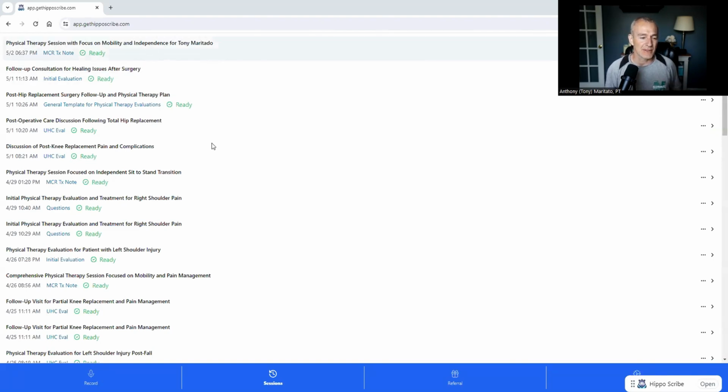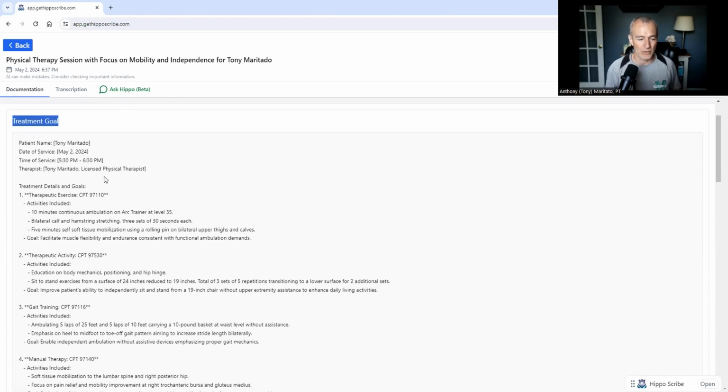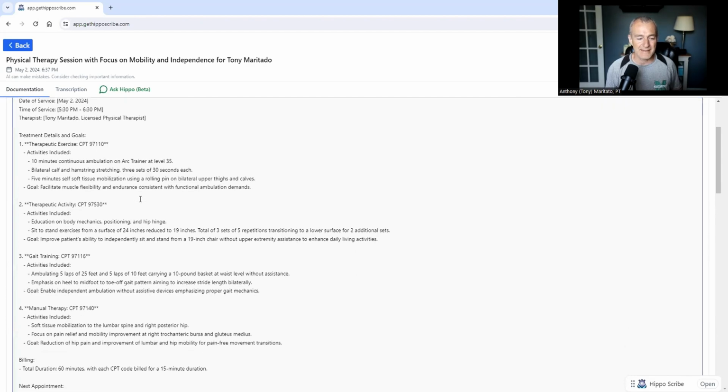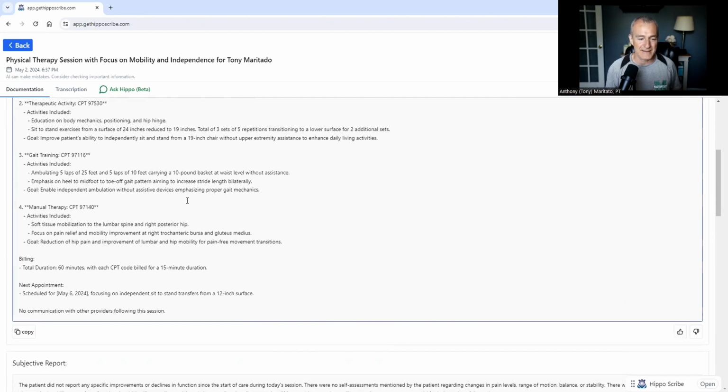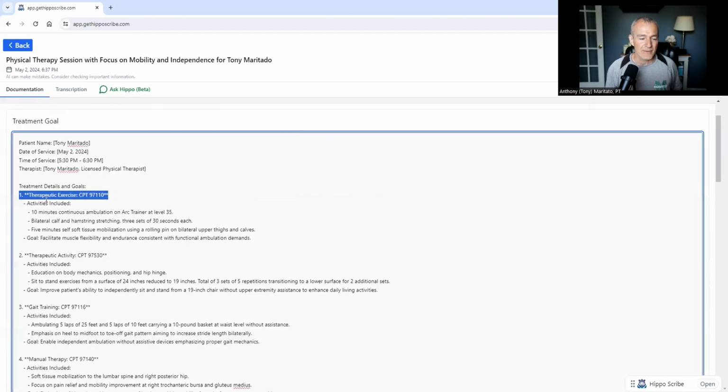But let's take a look. Now, I've got a couple different ways to do this. So this section says treatment goal, but obviously a lot of stuff went into it. There's information about each of the CPT codes. In other words, therapeutic exercise, 10 minutes of ambulation on the arc trainer, bilateral calf and hamstring stretch, 5 minutes of self-soft tissue, with the goal to facilitate muscle flexibility and endurance.